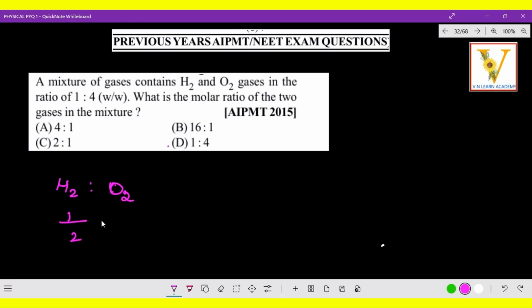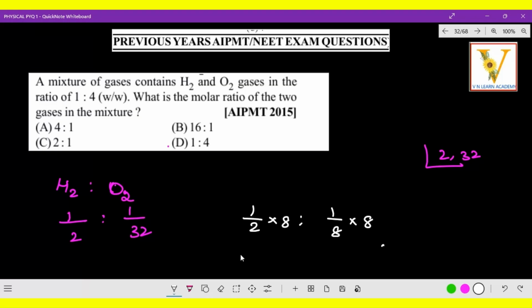So 1 by 2, I mention, it is given mass by molecular mass. So 1 is the given mass, like small m, divided by the molecular mass of hydrogen. And in the same way here, this is 1 by 32, where 32 is the molecular mass of oxygen O2. Right now, we have to take the LCM. The LCM you are getting is 8. So 1 by 2 into 8 is to 1 by 32 into 8. Here this is 4 and this is 1. So 4 is to 1 is the value. I hope you got the clarity.